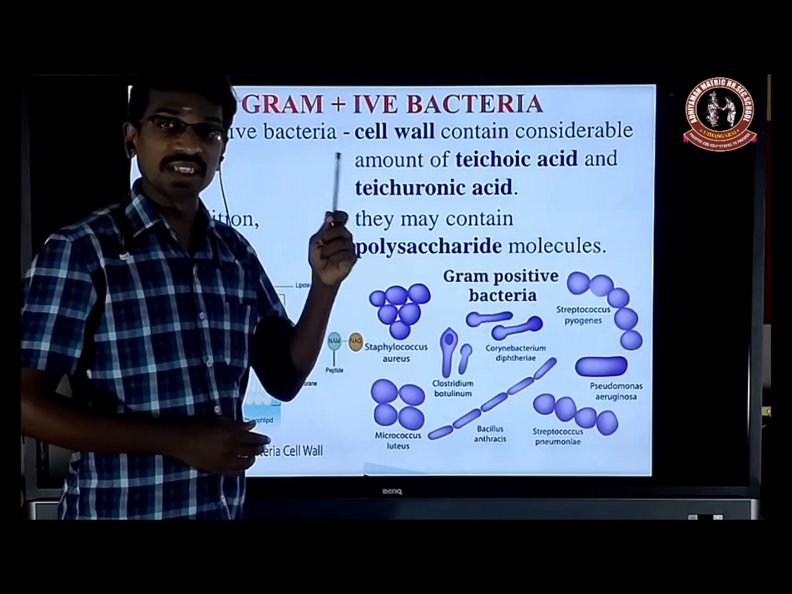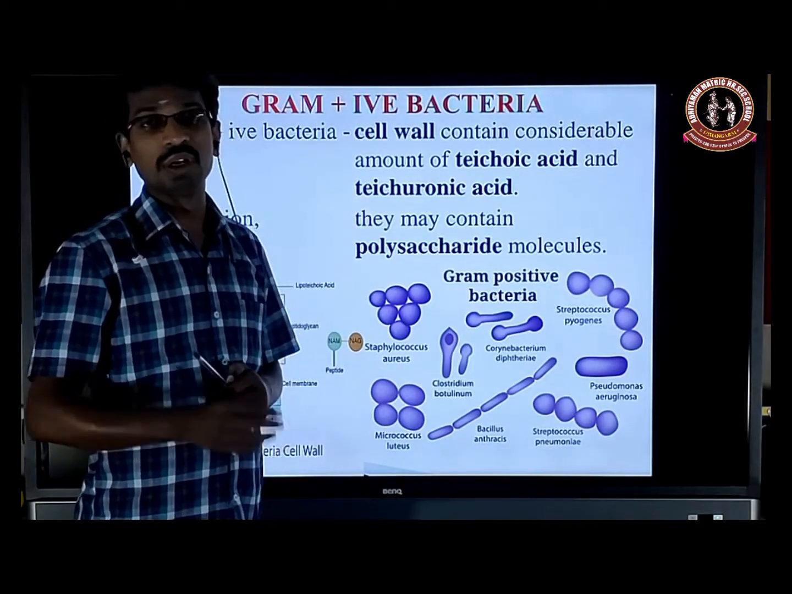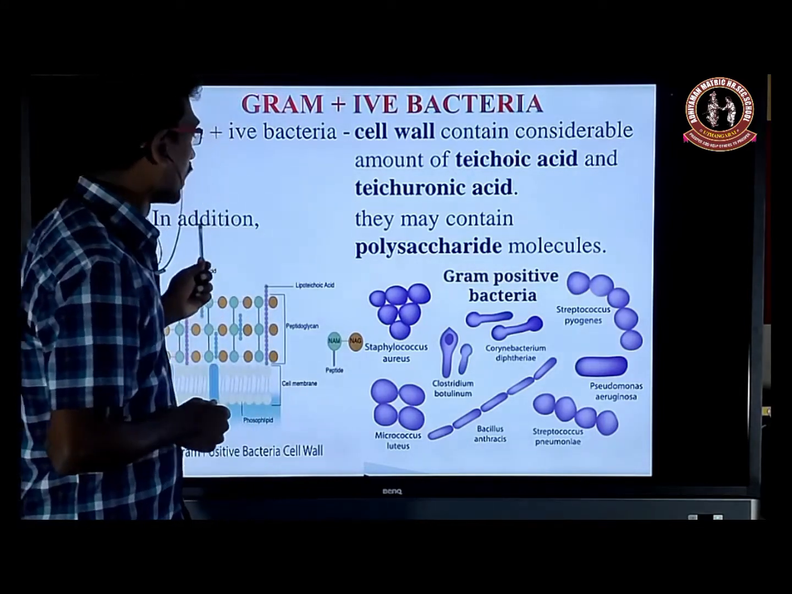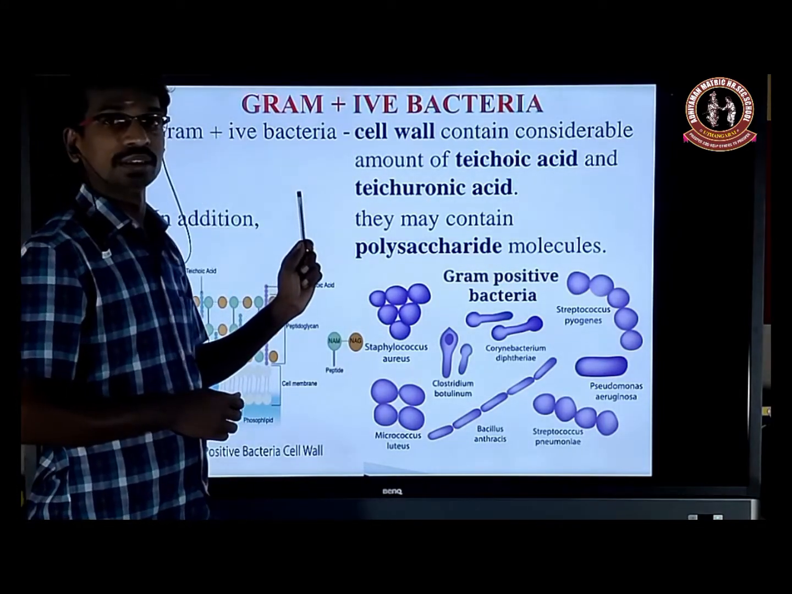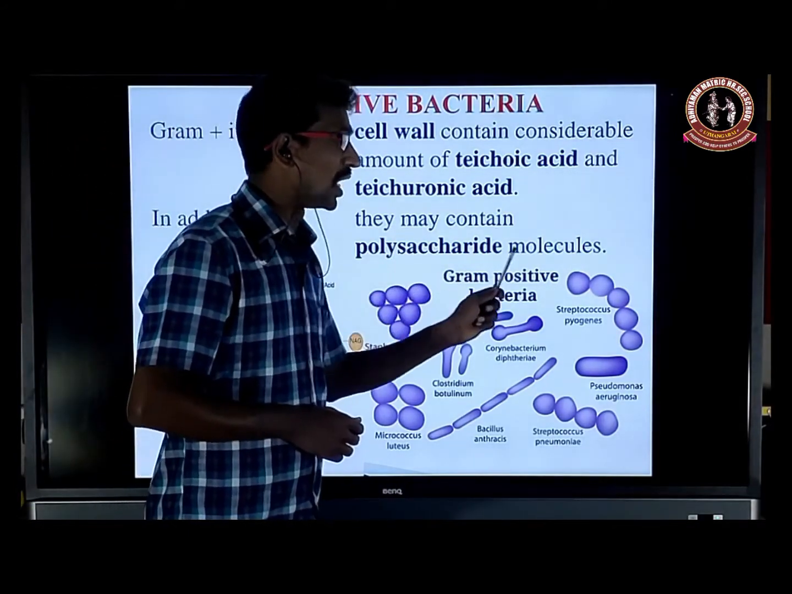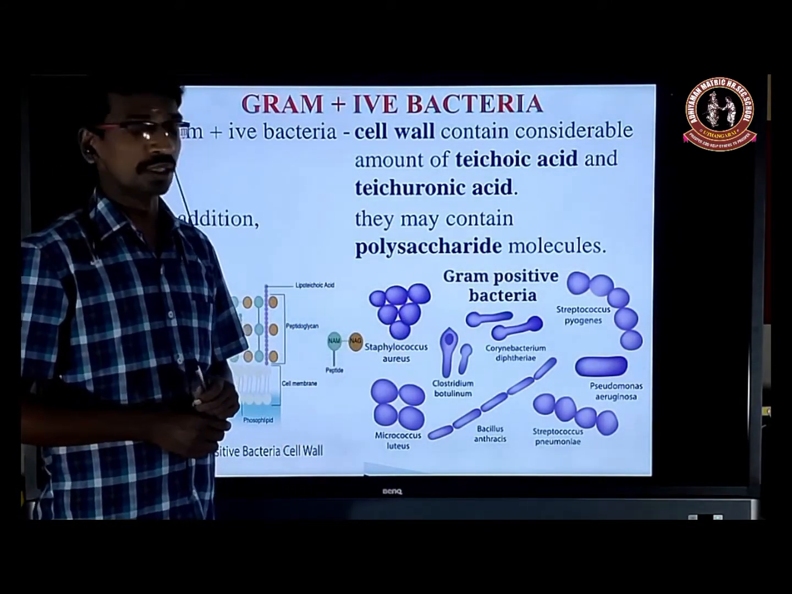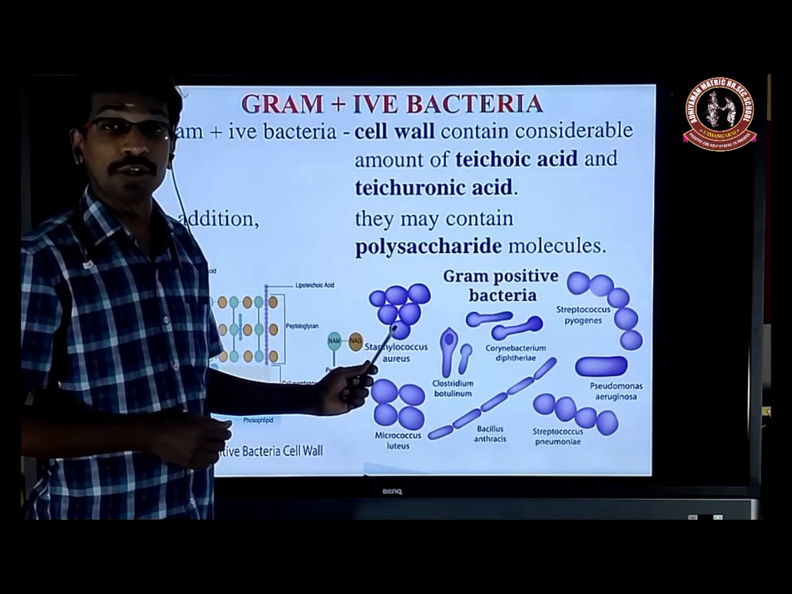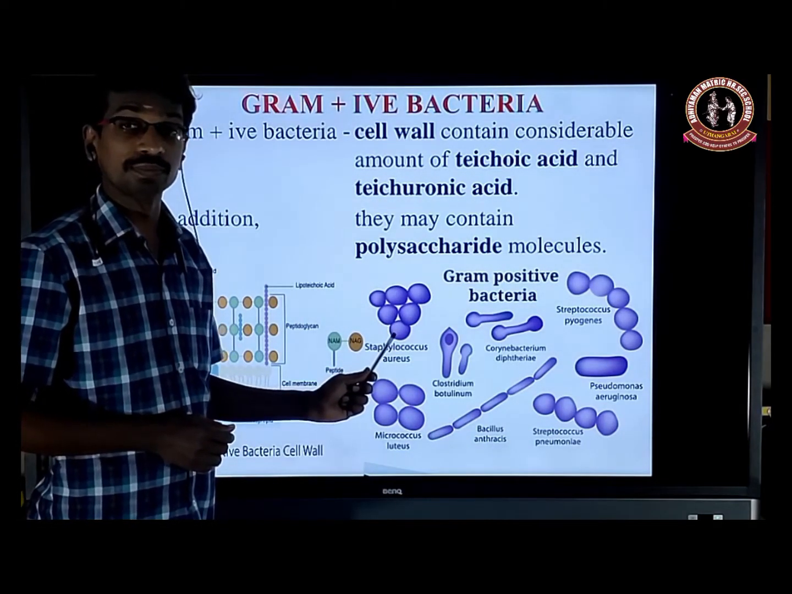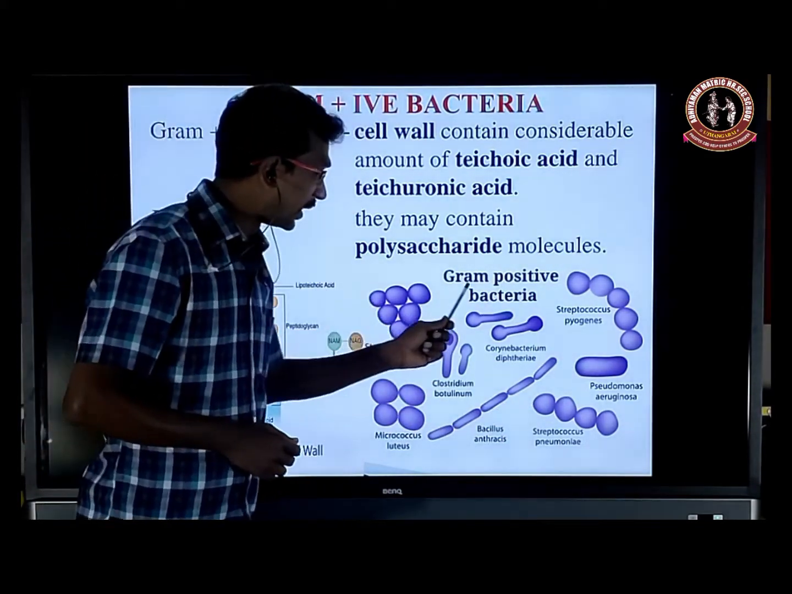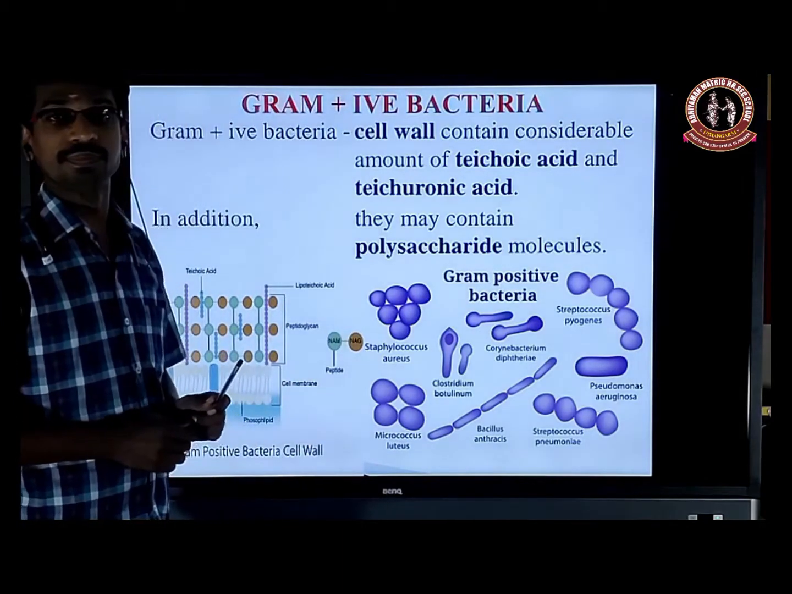The cell wall is very thick in gram positive and very thin in gram negative bacteria. In addition to the cell wall, gram positive bacteria contain some amount of polysaccharide molecule. Here different gram positive bacteria are given. They all retain the violet color.